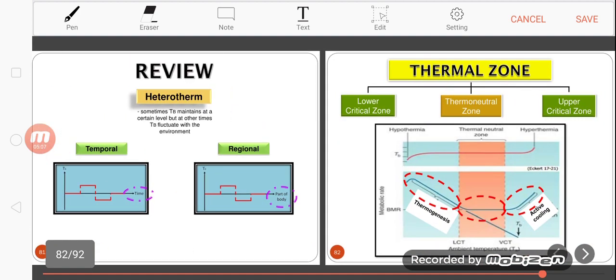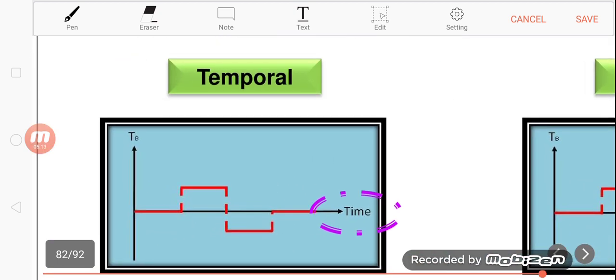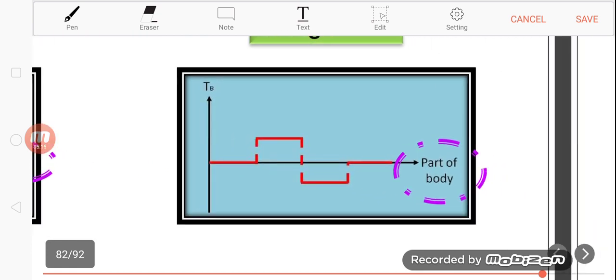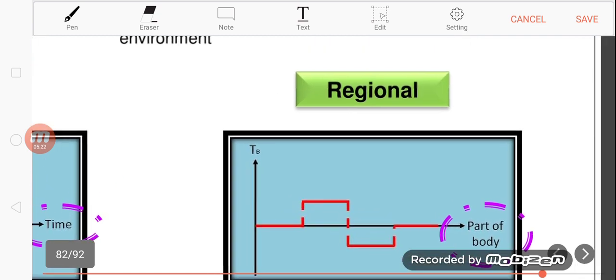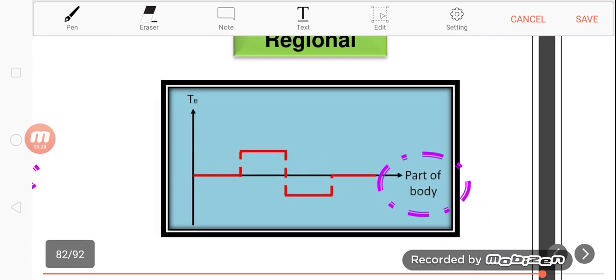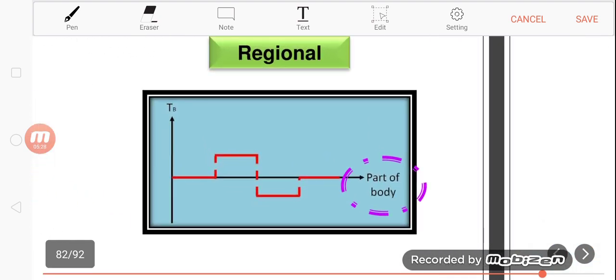Next slide. Review in terms of temporal heterotherm: the difference is body temperature versus time. This one is body temperature versus part of the body. So different parts of the body have different body temperatures. Clearly, I think the easiest example is the testes, outside the body, which have slightly lower temperature compared to the main body temperature. So this is regional heterotherm.